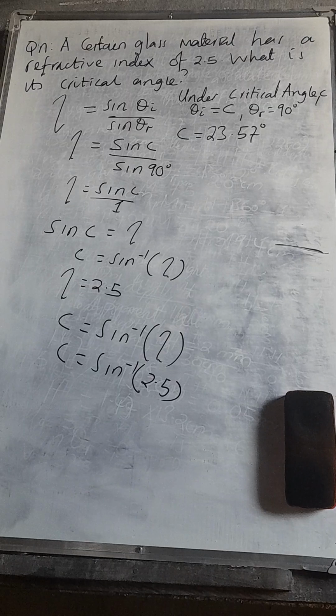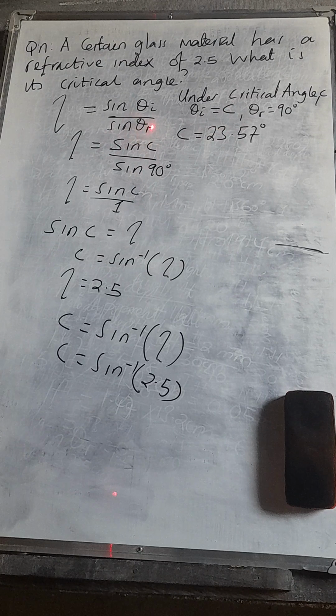Kwa hiyo recall the formula which says refractive index is equal to sine of incidence over sine of refraction. Lakini under critical angle, the sine of the angle of incidence now is equal to C, which is a critical angle. So we substitute, badala ya kuweka sine of incidence, tunaweka now critical angle denoted by C. So it will be the sine of C.